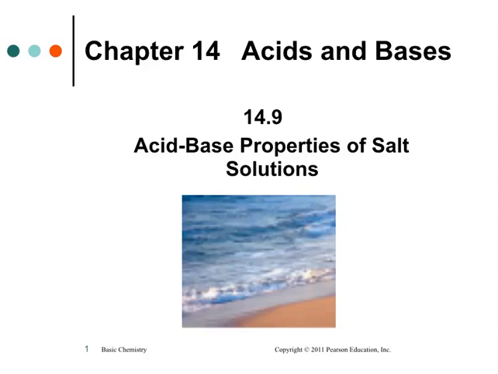Welcome back, everyone. This is chapter 14 on acids and bases, and we're at a very short section, the shortest section of the chapter, in section 9, which is acid-base properties of salt solutions.